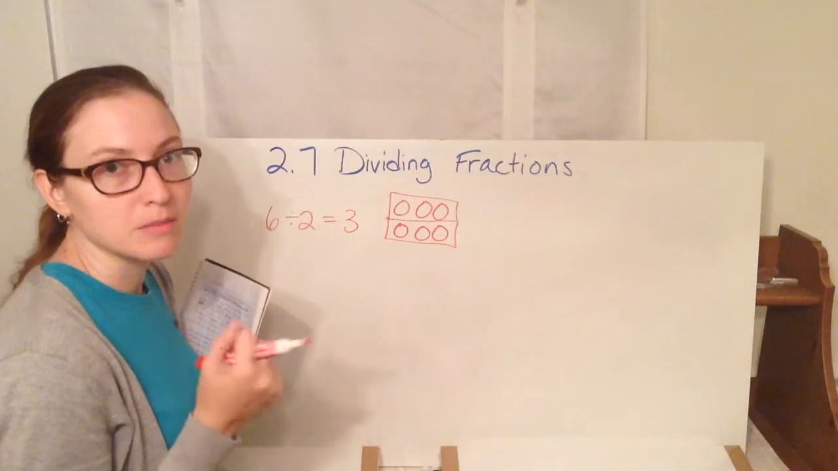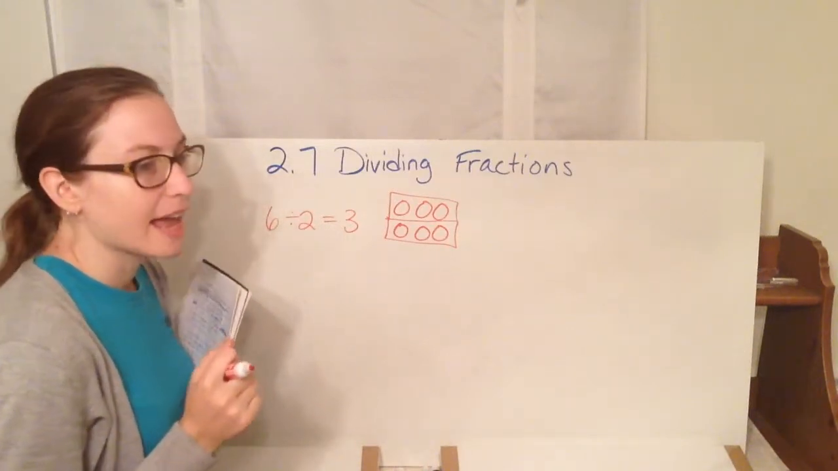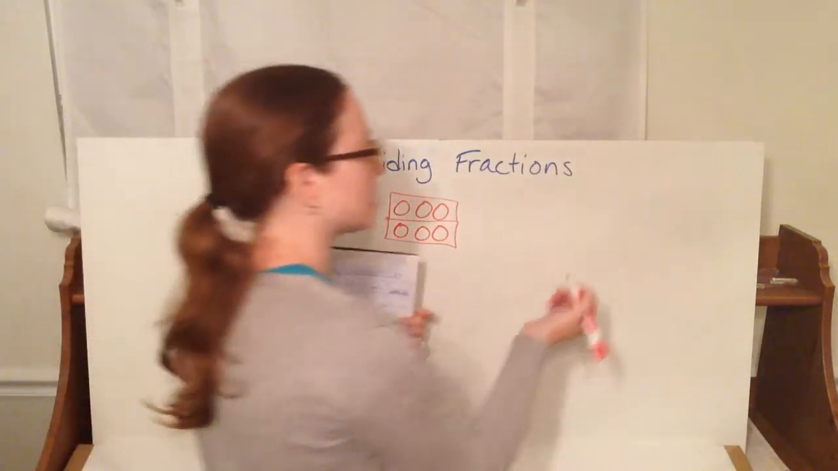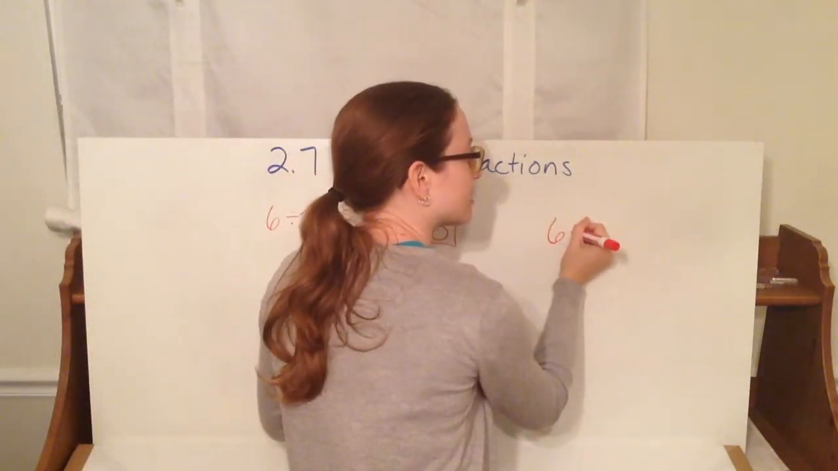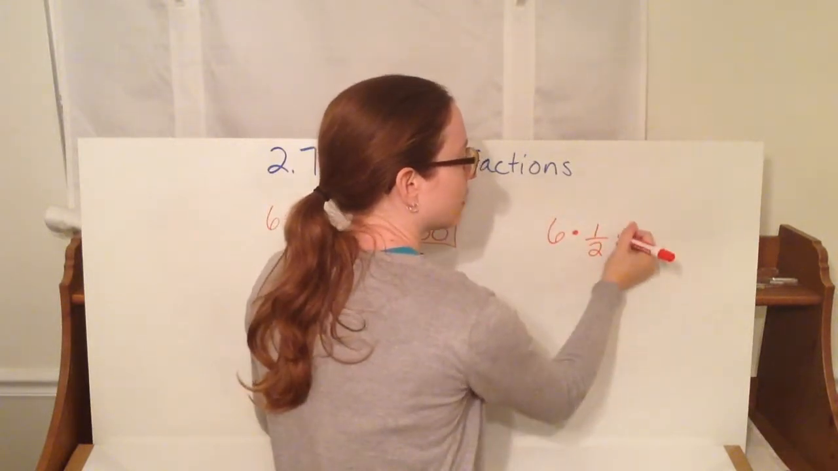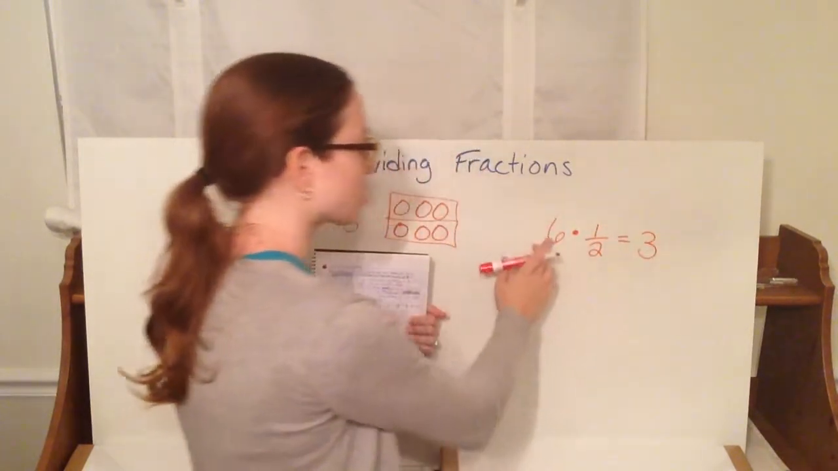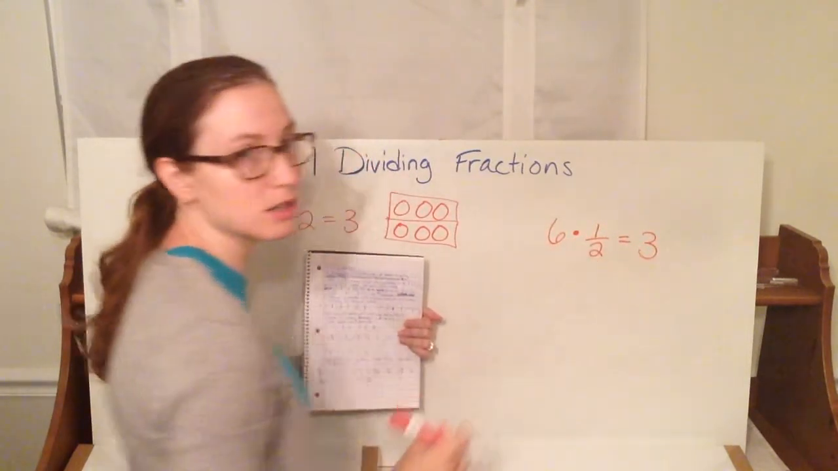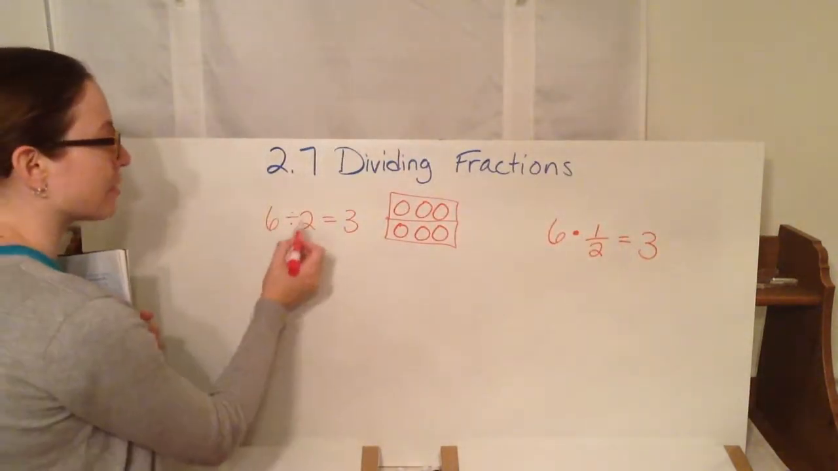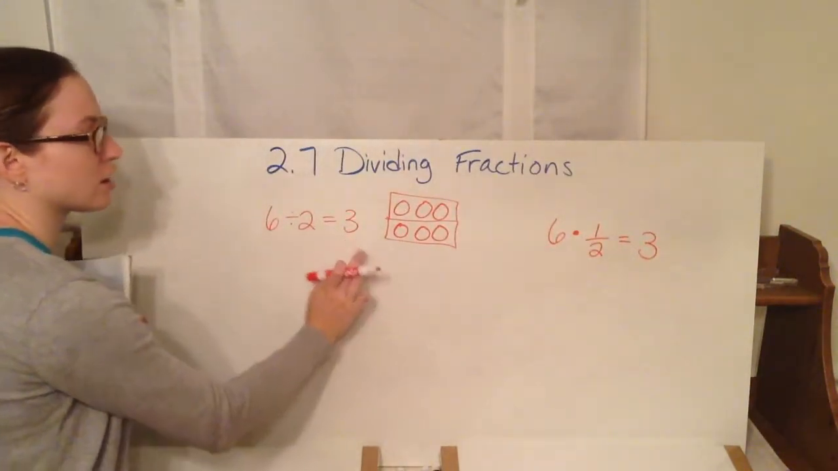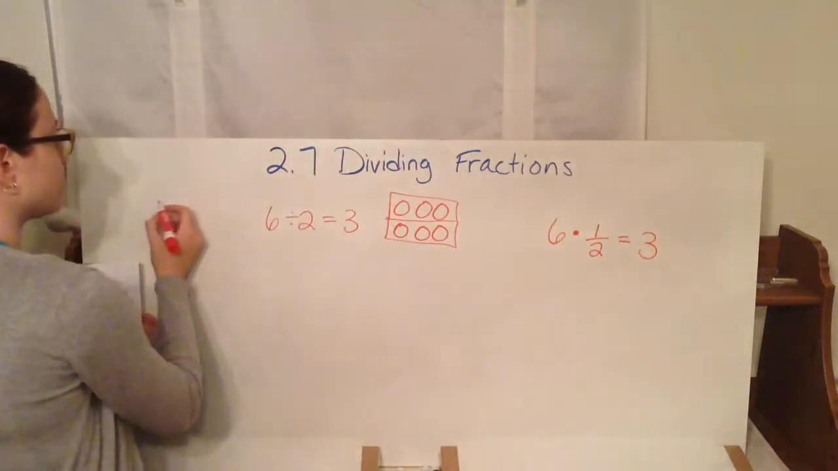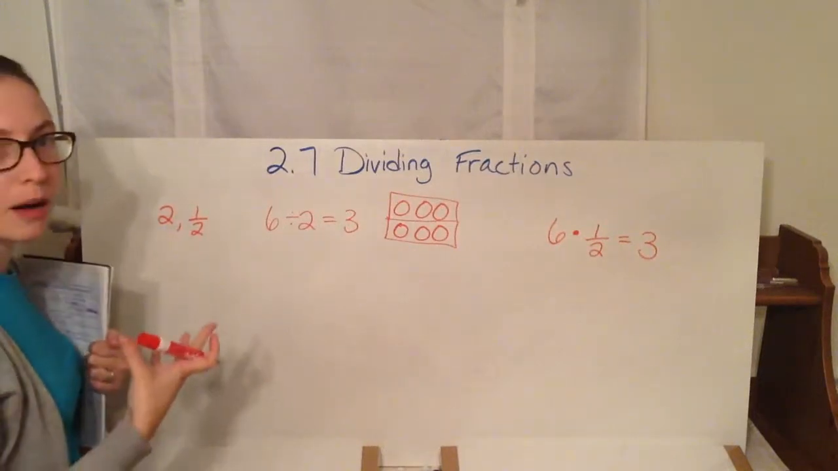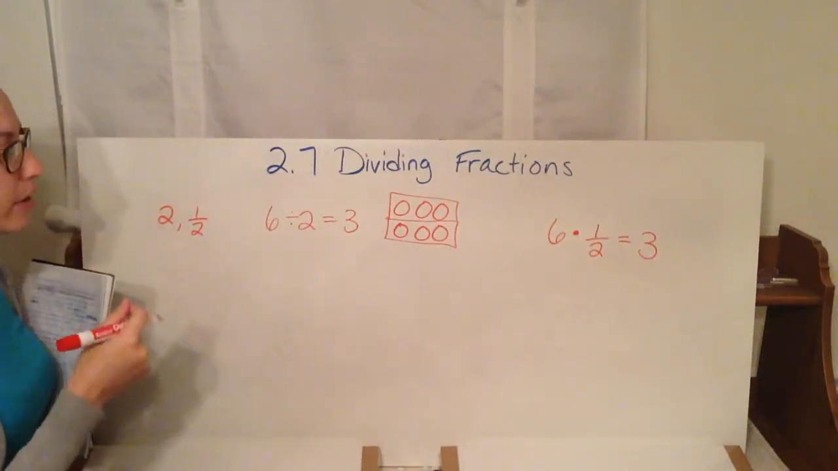Remember, of means multiply. And so if I say 1/2 of 6 is 3, that's the same as me saying 6 times 1/2 is 3. So what we want to think is how these numbers work together, because 6 hasn't changed and 3 hasn't changed. But I have 2 and I have 1/2. So how are those related? How do those interact with each other?